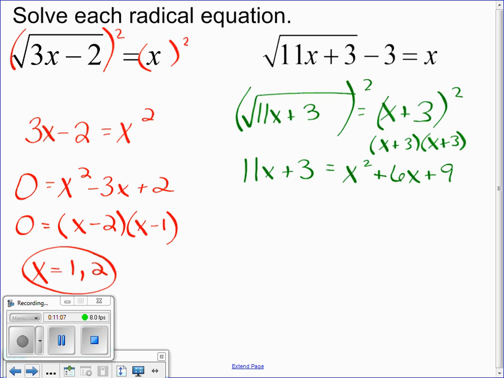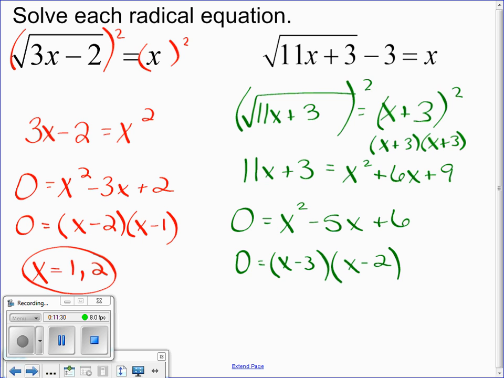All right, how do I finish solving that then? Good. Set it equal to 0. So x squared, I'm going to move the 11 over here. Minus 5x. Subtract the 3. Gives me a 6. And it's the dreaded 6-5 combo. x minus 3, x minus 2. So x equals 3 and 2. I do need to check that.